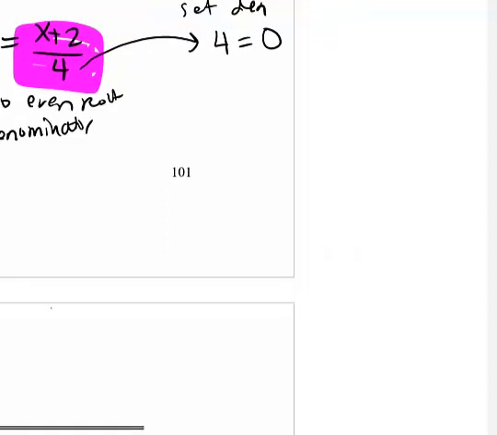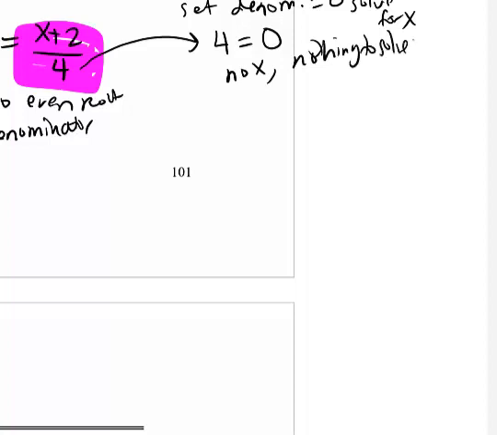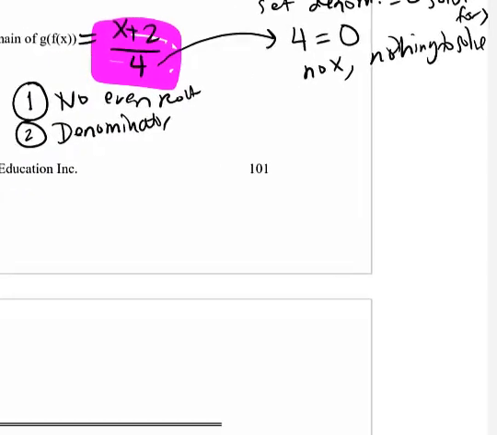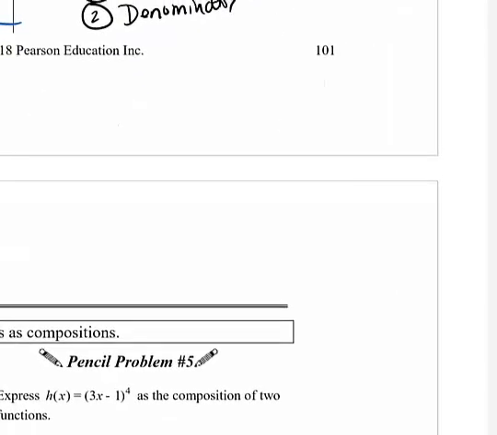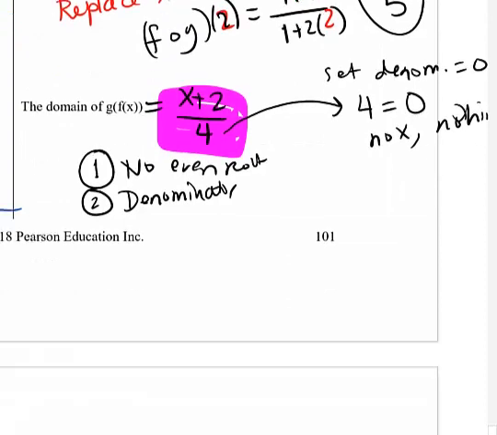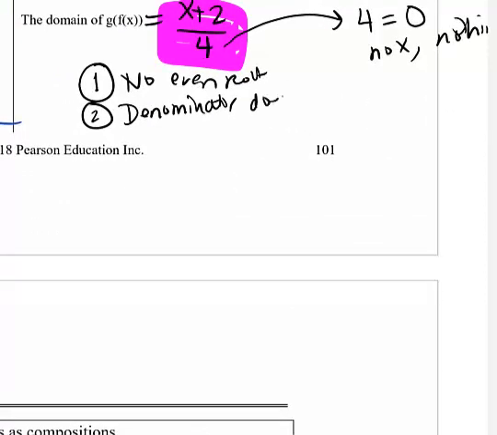Set the denominator equal to 0 and solve for x, but there is no x. So since there's no x, there's nothing to solve. So really step 2 should say, not just that if there's a denominator, then you do this, but if the denominator does not contain x, there's no reason to do anything. It doesn't contain x, so we're good there too.